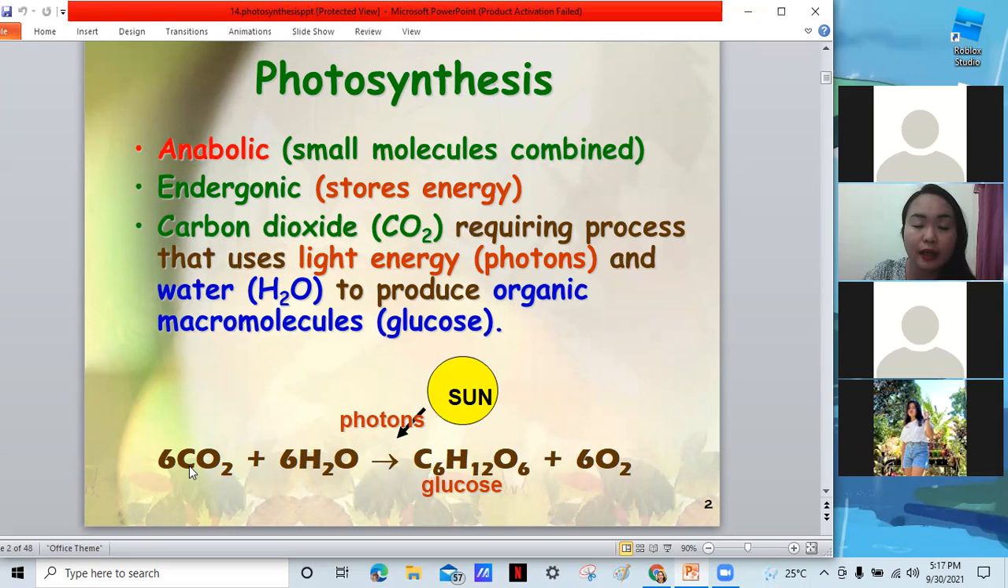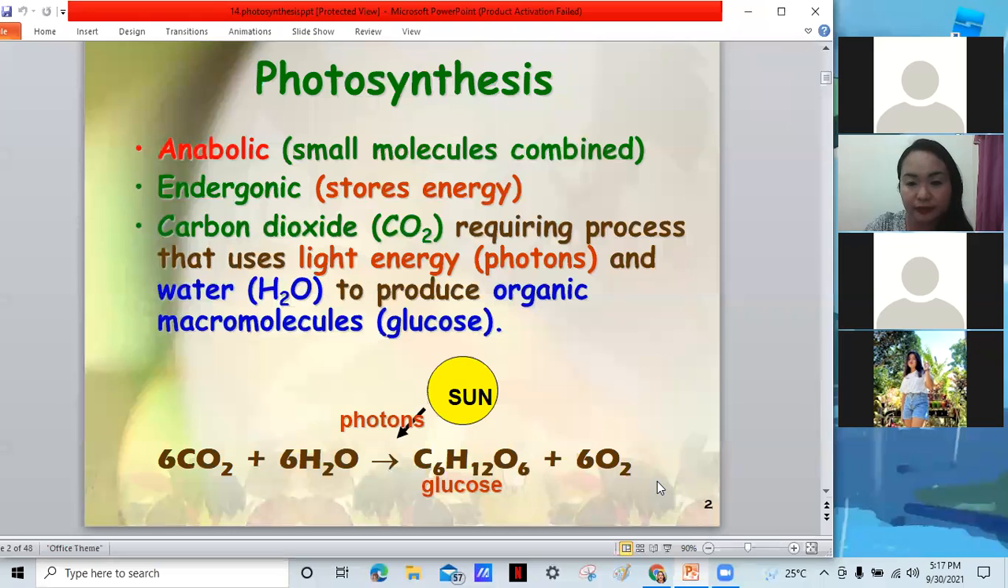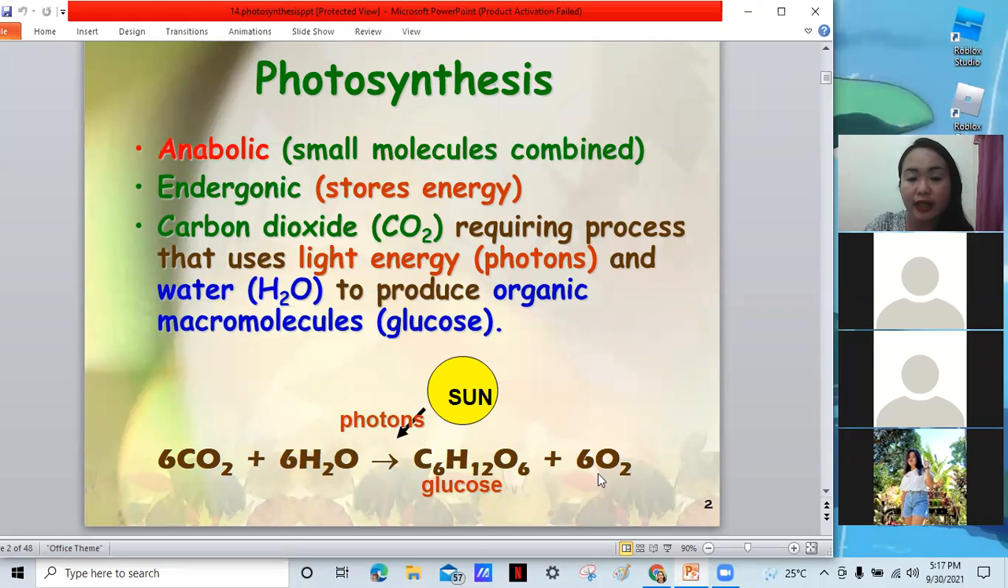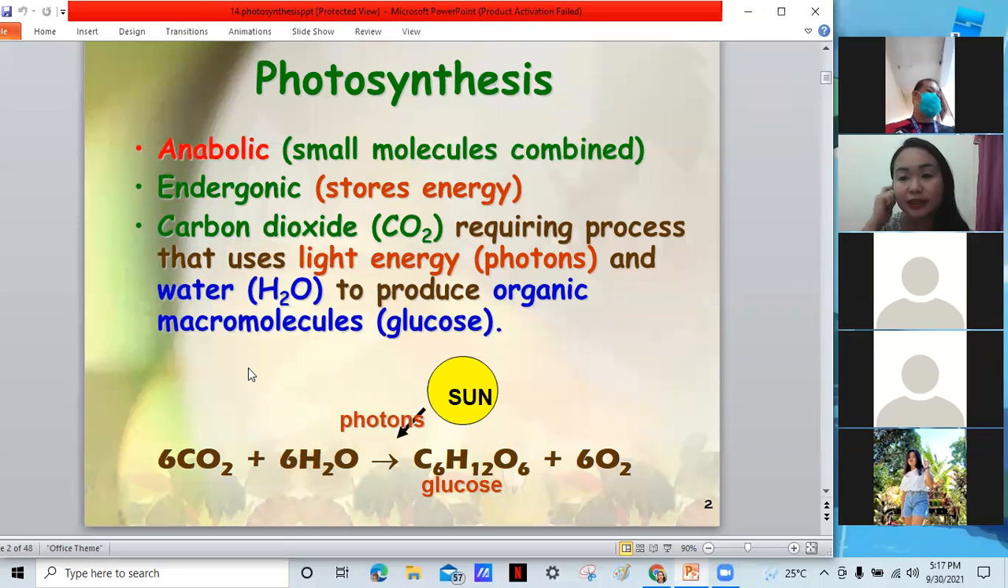This is actually the very famous equation of photosynthesis. We have 6 carbon dioxide plus 6 water, in the presence of photons from sunlight and chlorophyll. The plants produce glucose, or C6H12O6, and release oxygen, 6 O2. I hope you can at least memorize this equation, because this is very important and very standard.